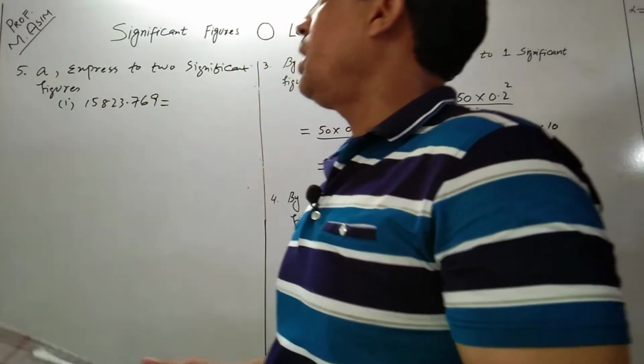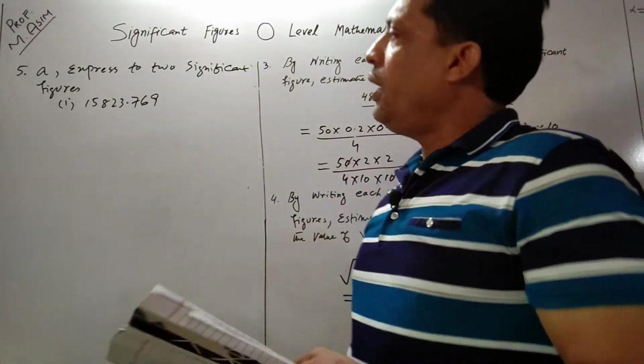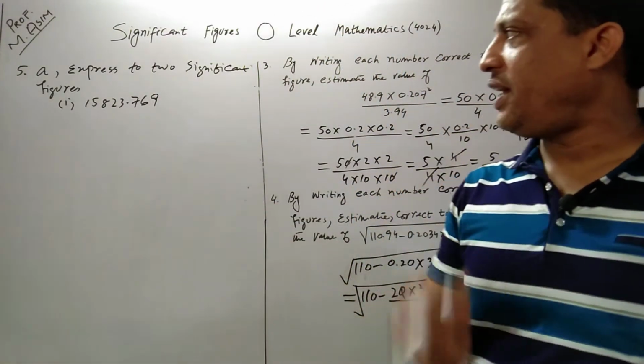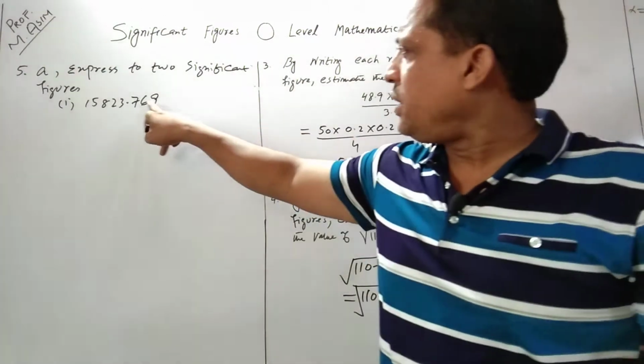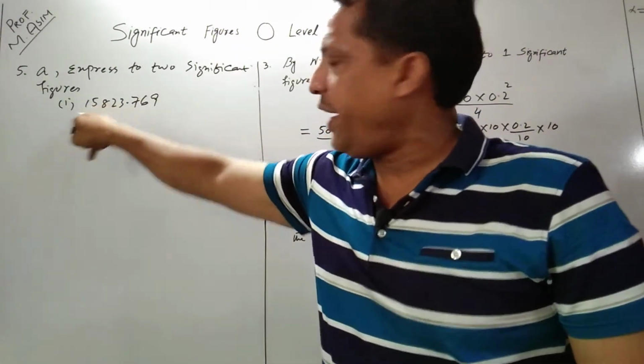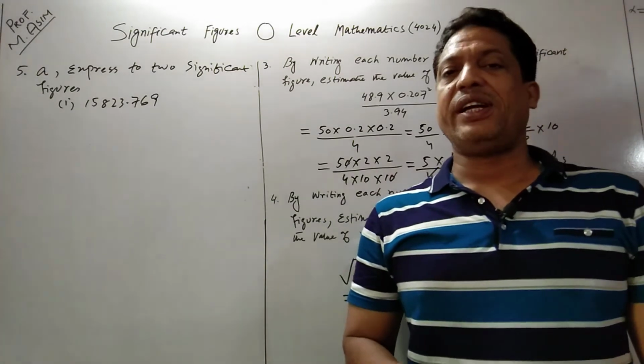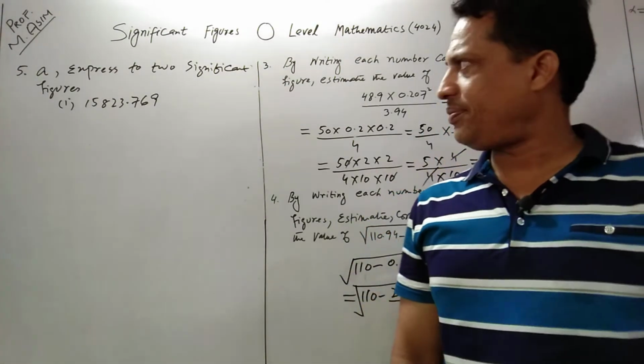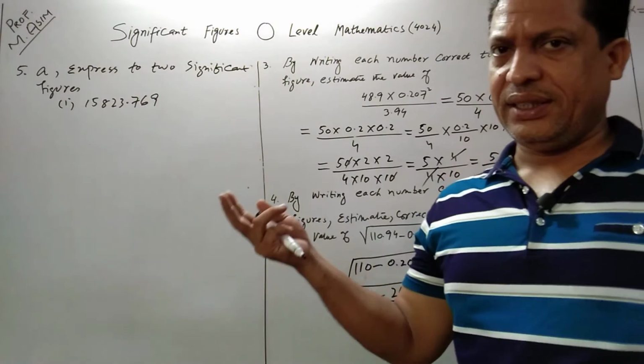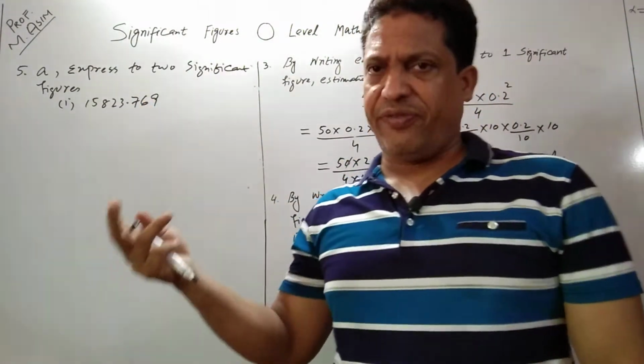15,823.769. Student, how many significant figures are there? 1, 2, 3, 4, 5, 6, 7, 8. And we have to convert these 8 significant figures into 2 significant figures. Now read in descriptive form.